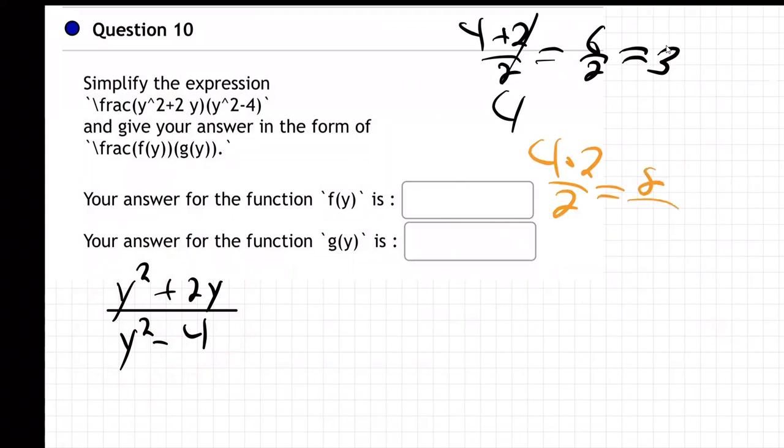Let me prove it again. If you had them times on the top, that'd be 8 over 2, which is really 4. See how canceling the 2's is okay now? So you can't cancel added items. You can only cancel multiplied items.